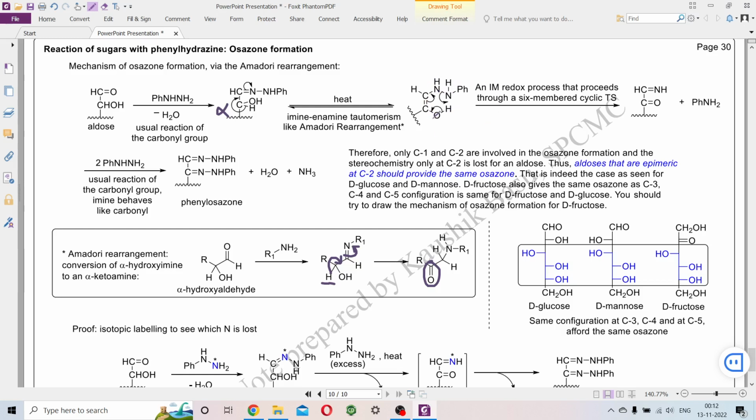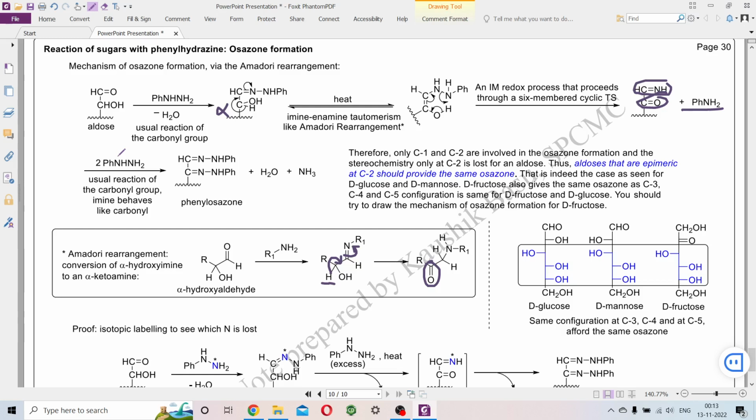Within this molecule, there is a shift of this proton, and this nitrogen bond will now break, because this is a weak bond. The carbon-oxygen double bond is a strong bond, so it will form, and we will also get a carbon-nitrogen double bond here. So you have an imine linkage, you also have a carbonyl linkage, and one aniline molecule is gone. You also have excess phenyl hydrazine.